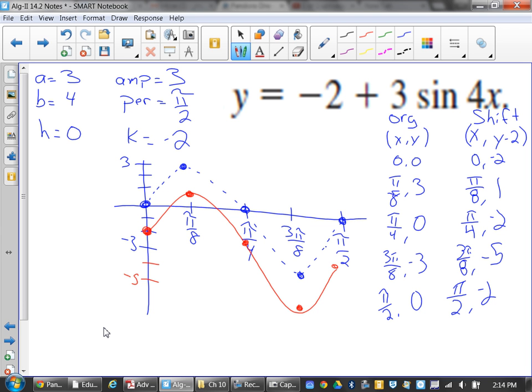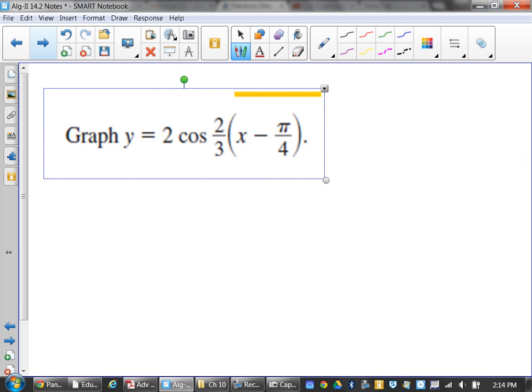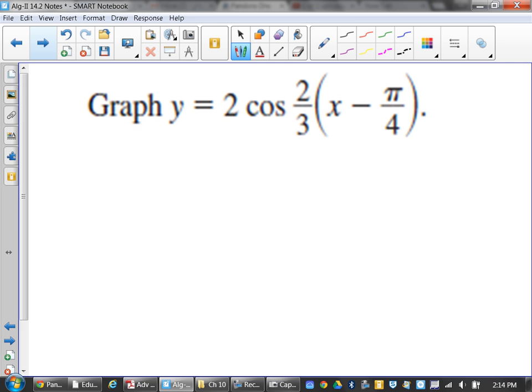So let's try a different one. Let's give this a negative a value, and let's tack on a k value. So let's roll the whole shebang into one problem. So we have y equals negative 2 cosine of 2/3 times the quantity x minus pi over 4, plus 3. That just sounds awful. But list out what you know.